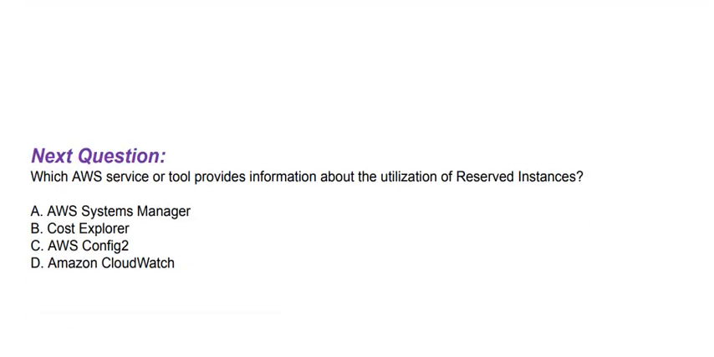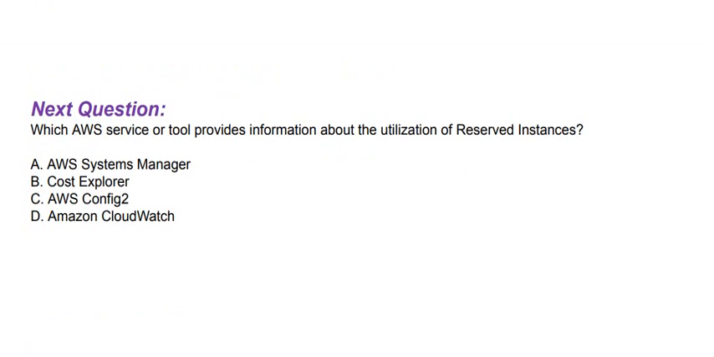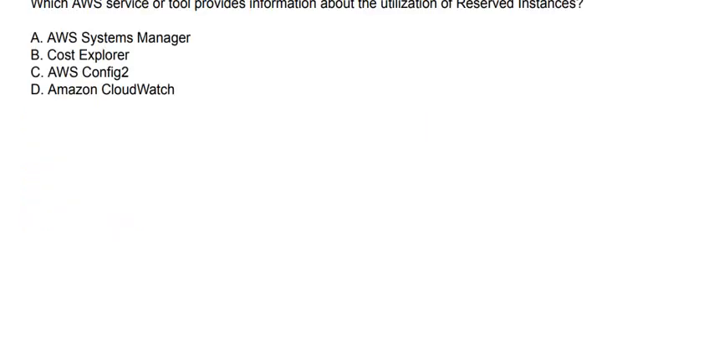Next question is, which AWS service or tool provides information about the utilization of reserved instances? Option A, AWS Systems Manager. Option B, Cost Explorer. Option C, AWS Config. And option D, Amazon CloudWatch. The correct answer is option D.